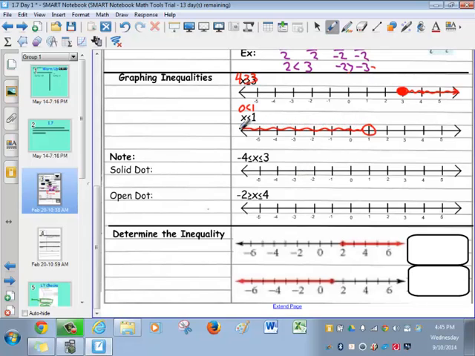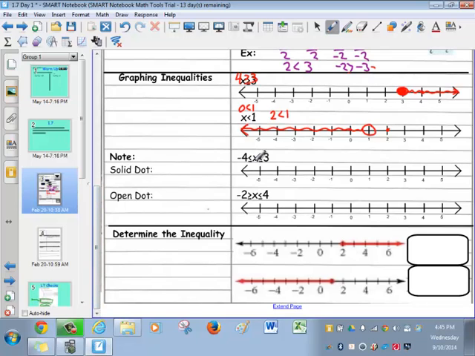Now let's say you're saying, Mr. Benson, hey, what if I chose 2 though? You chose 0 and you knew it was on that side. Well, check this out. If you chose 2 and you put 2 is less than 1, is that true? No, 2 isn't less than 1. So you would know not to graph over this way. You would know to graph the other way. Okay?